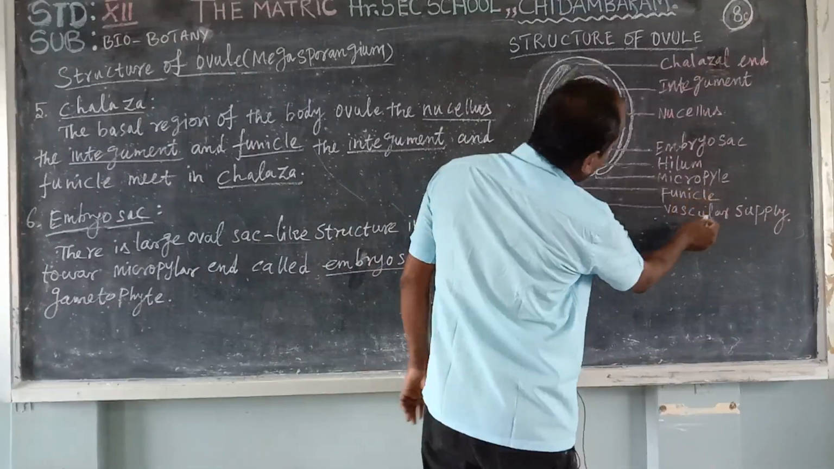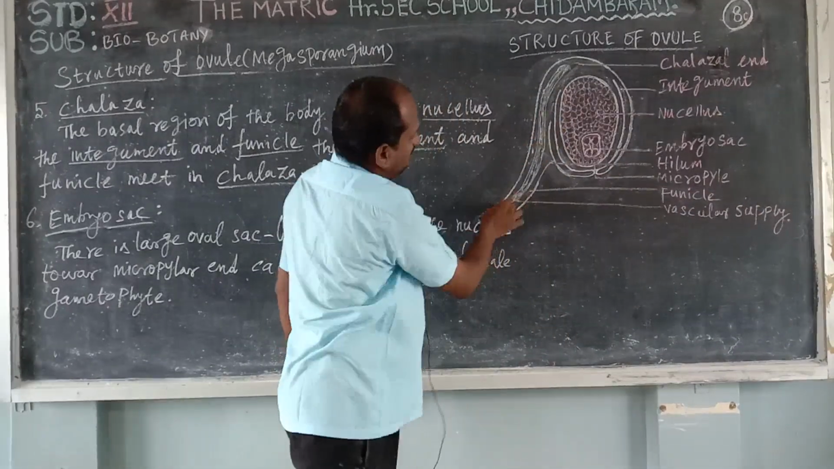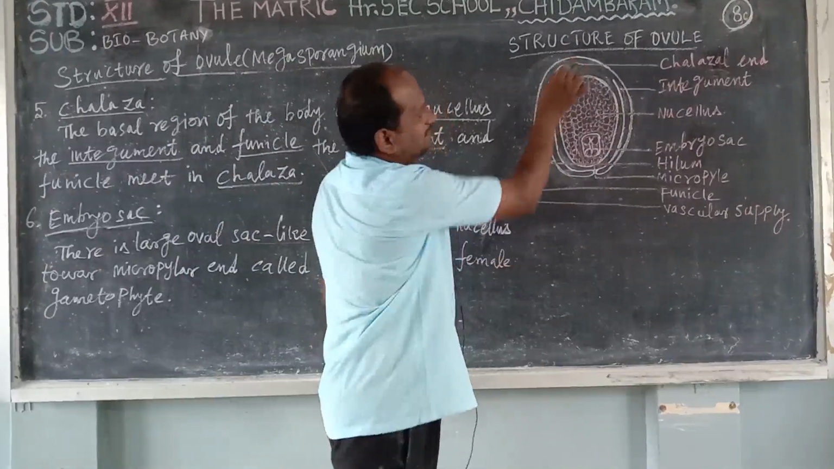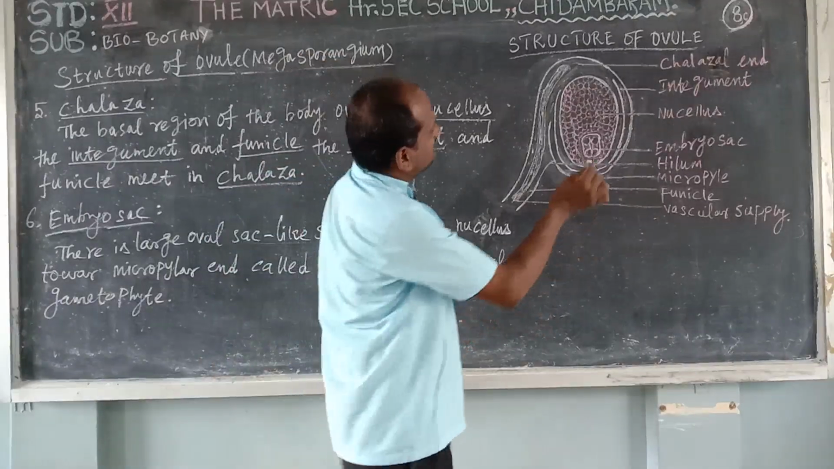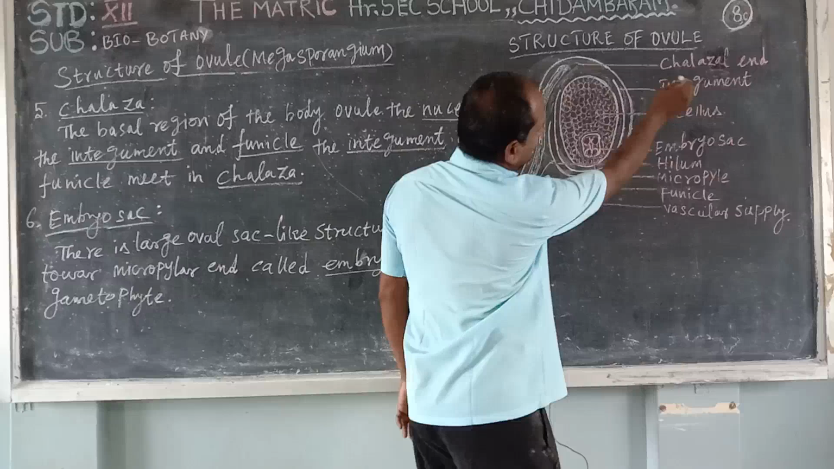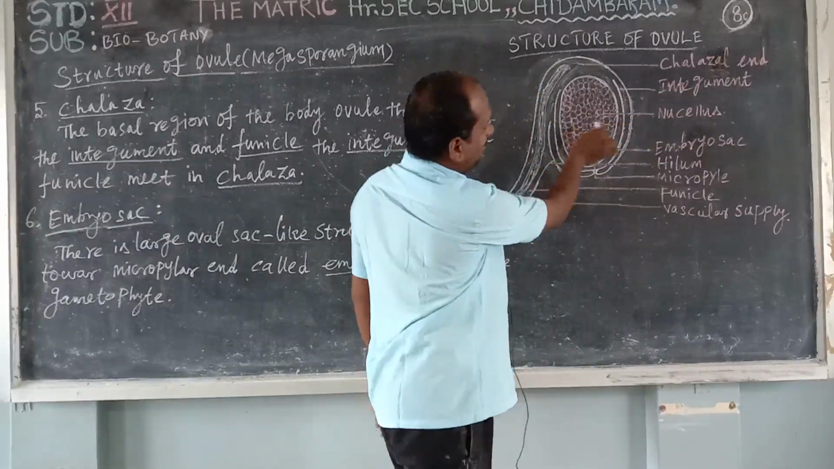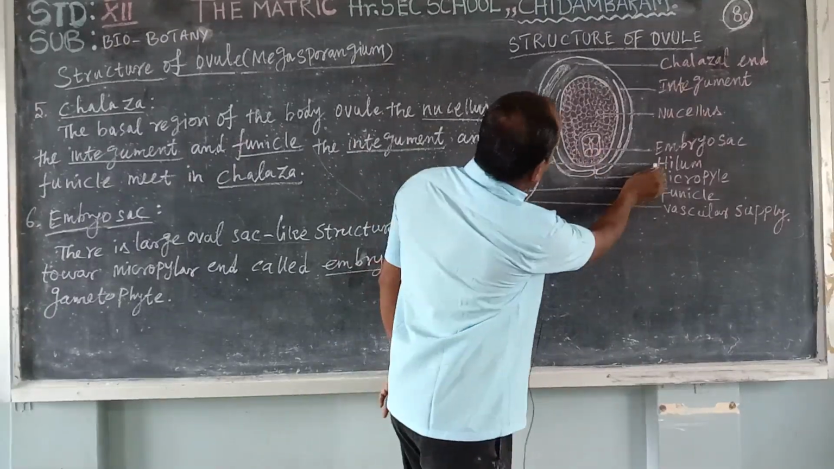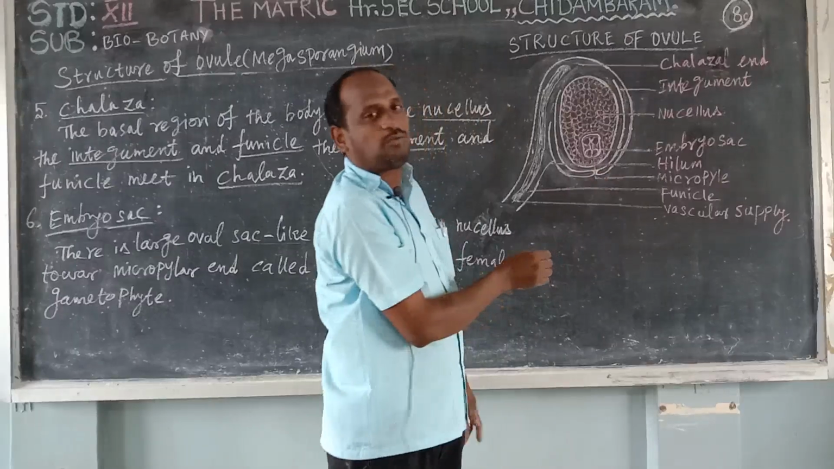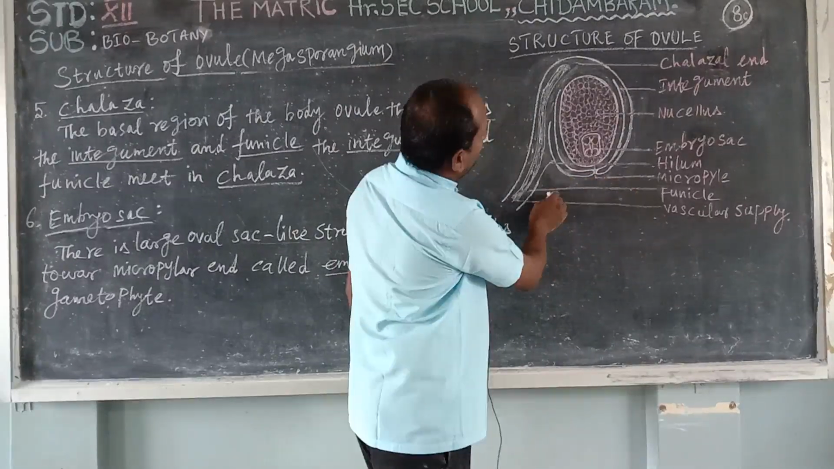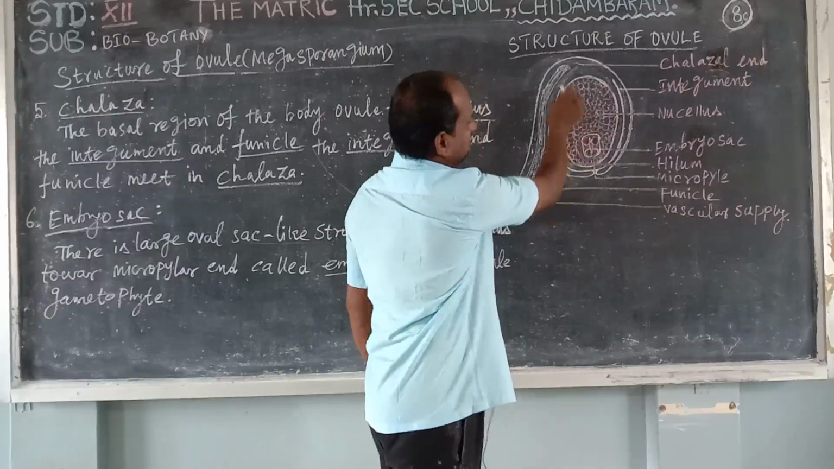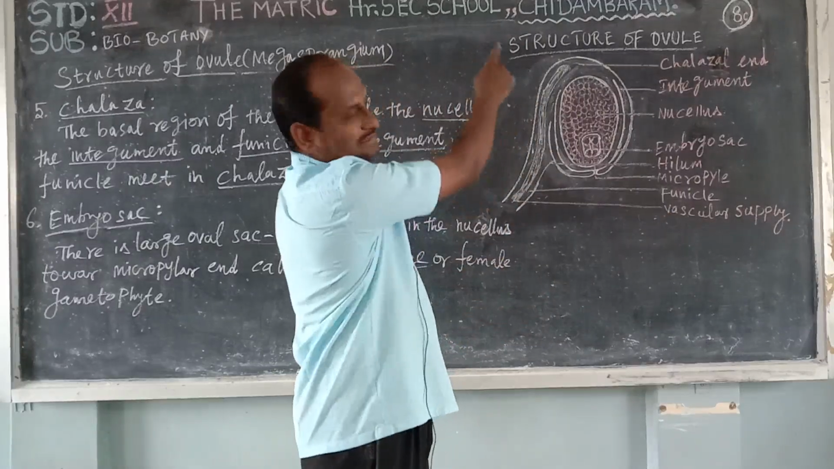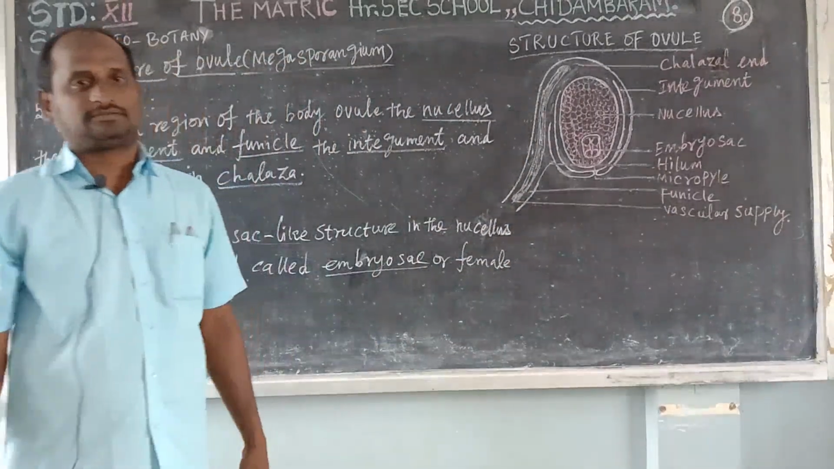Next, another one, the vascular supply. The vascular supply is another part of the ovule, with tissue-like structures. Next, the chalaza, integuments, and nucellus are the large area. The embryo sac is the development of the seed. Next, the hilum and micropyle are small pores. Next, the funicle lies between the nucellus and the chalaza. Next, the last one, the vascular supply. These are the structures of the ovule. Thank you.